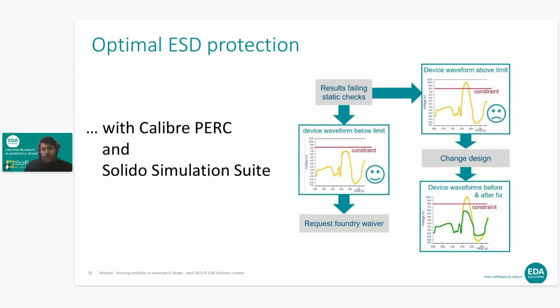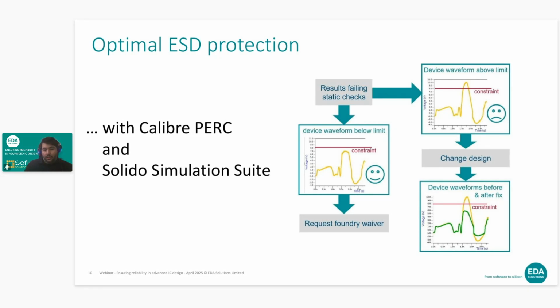Introducing Siemens's solution to this problem. To solve this problem, Siemens has combined Calibre PERC's reliability rule checking with Solido simulation suite AI-accelerated SPICE analysis. This integration allows for automated, context-aware simulation of ESD networks across the full chip. PERC intelligently identifies relevant protection structures, and Solido runs detailed simulations to detect weak points and validate design margins. This approach gives designers a scalable, accurate way to ensure robust ESD protection without compromising performance and without needing to over-design. It streamlines the process and increases confidence in tape-out reliability.